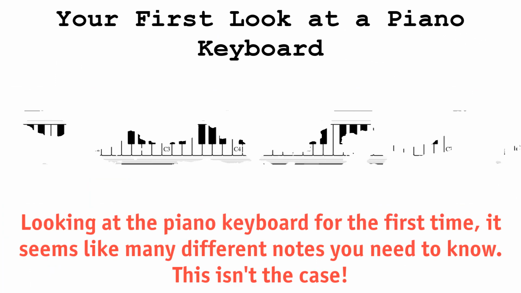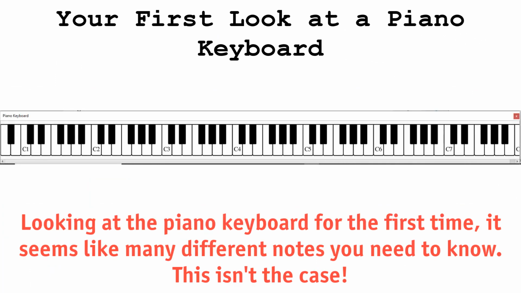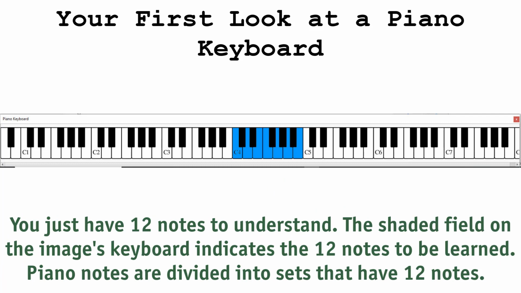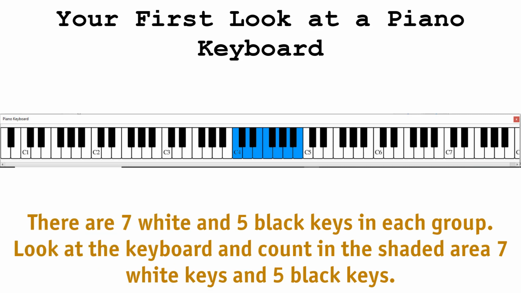Looking at the piano keyboard for the first time, it seems like many different notes you need to know. This isn't the case. You just have 12 notes to understand. The shaded field on the image's keyboard indicates the 12 notes to be learned. Piano notes are divided into sets that have 12 notes. There are 7 white and 5 black keys in each group. Look at the keyboard and count in the shaded area 7 white keys and 5 black keys.